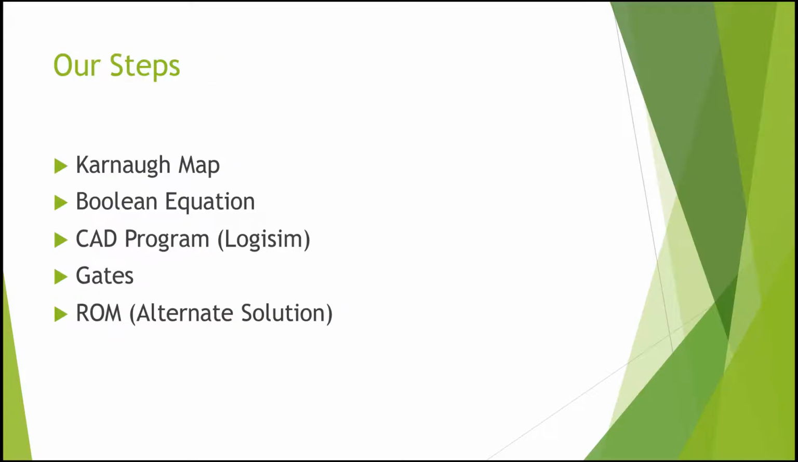Let's get into the specific steps to solve the problem. We will start with Karnaugh maps, move on to the Boolean equations, describe our CAD program, and then explore the gates on the actual circuit and how everything is wired up. We will also explore an alternate solution using read-only memory instead of gates.